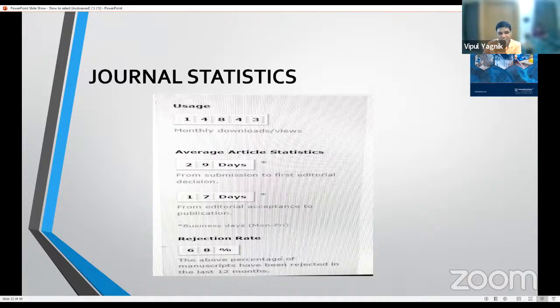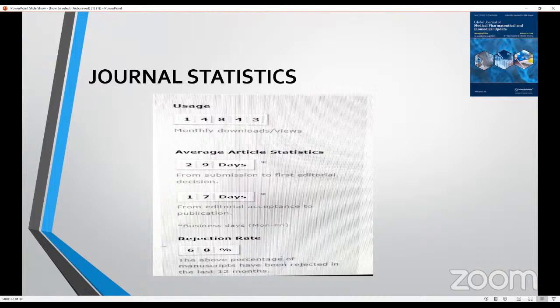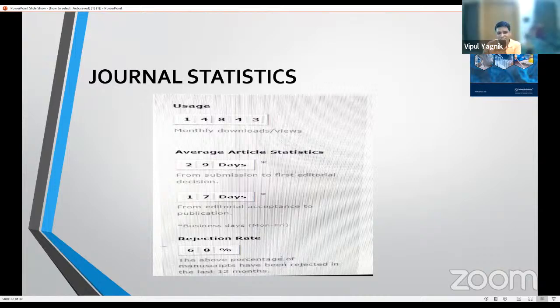You find very few journals that give a decision within 1 month, and also there are few journals which publish within only 17 days from editorial acceptance. This journal is an open access journal, a chargeable journal. Still, you can see the rejection rate is very high, 68%. Means 68% of the articles are rejected.